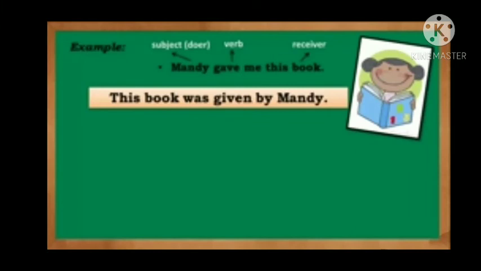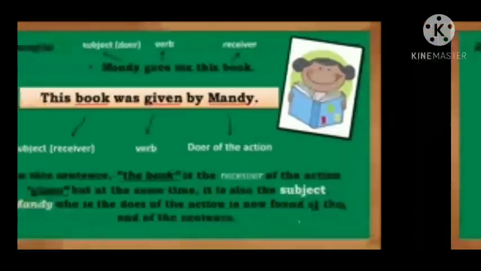Mandy gave me this book. First we should identify the subject, object and the verb in the sentence. Mandy is the subject in this sentence, then verb is gave, and book is the object in this sentence. So according to the rule, we swap subject into object and object into subject. So this book comes first, and because this sentence is in past form, we use was, helping verb, then third form of the verb given. After that we add by, and our subject becomes object here. Mandy comes in the end. This book was given by Mandy.